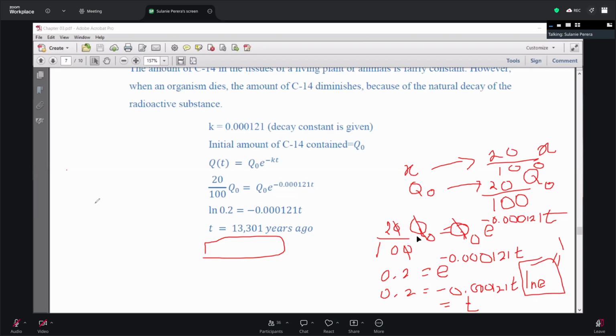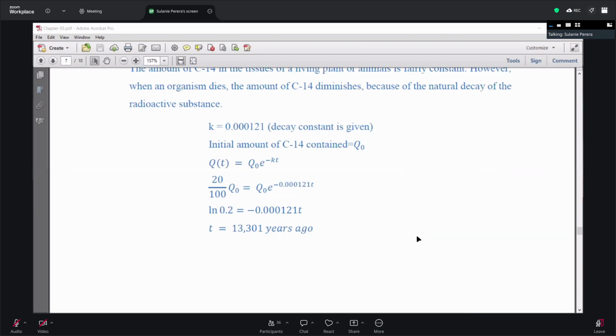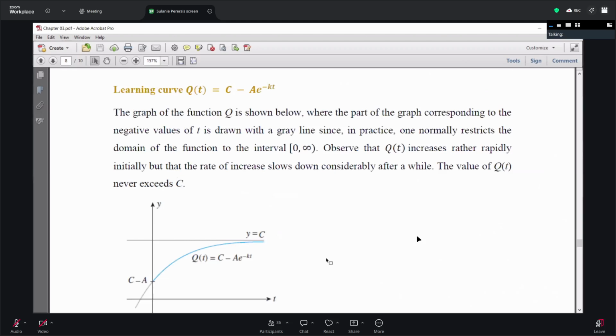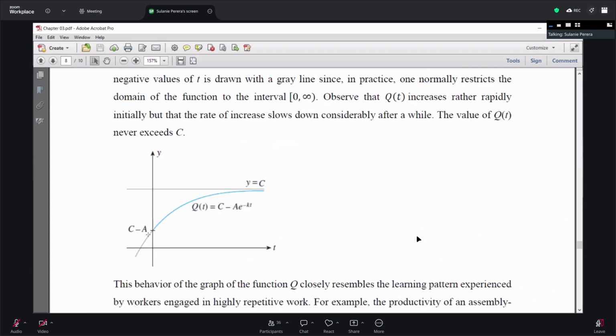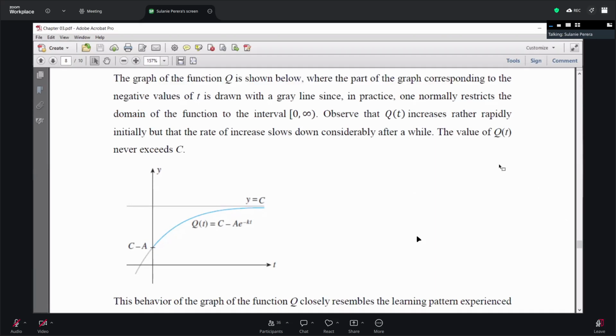Okay, now let's see the next problem. We have a learning curve. What do you mean by this learning curve? The graph shown below, right? Here the graph corresponds to negative values of t as well as positive values. The negative values are drawn with a gray line. In reality, you all know that t is always positive. We talk about only positive time. So the positive times we have in blue.